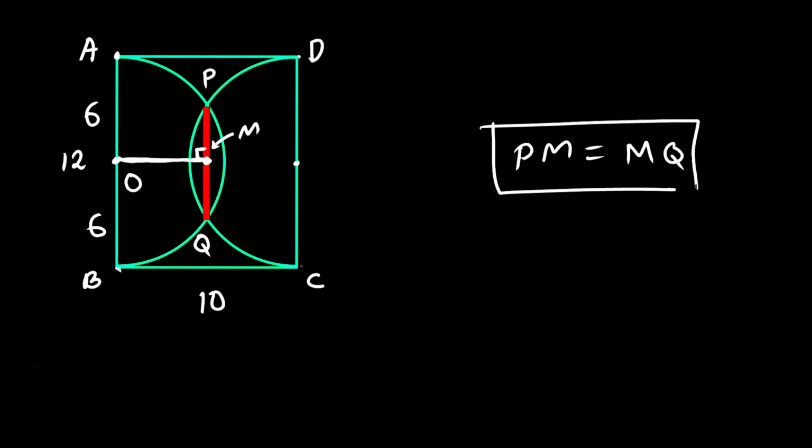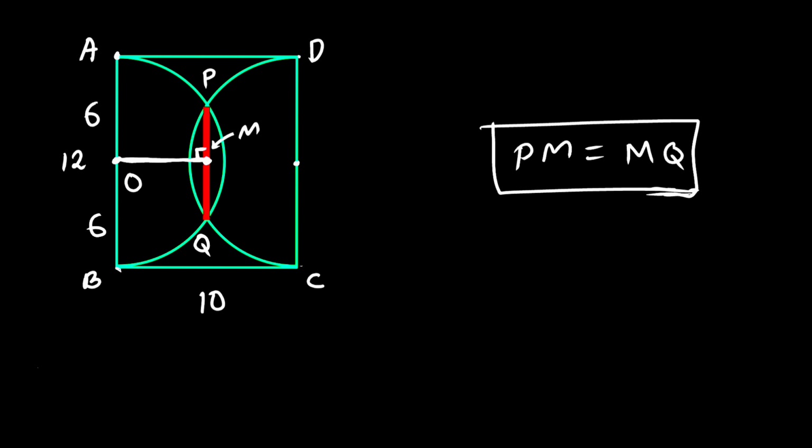Now let's focus on segment PQ. Draw the midpoint M of PQ. There is an important circle theorem that says the perpendicular from the center of a circle to a chord bisects the chord. In other words, when the line from O meets chord PQ at right angles, it cuts the chord into two equal parts. That means PM equals MQ. Keep that fact in mind because it will help us find the entire length later.